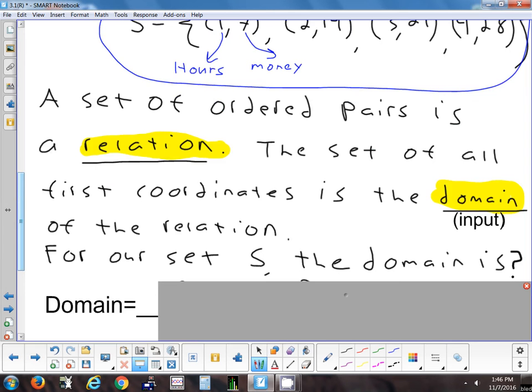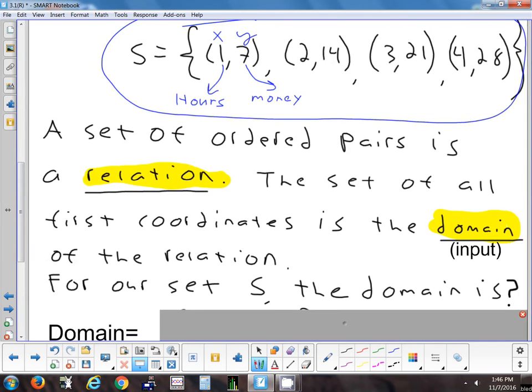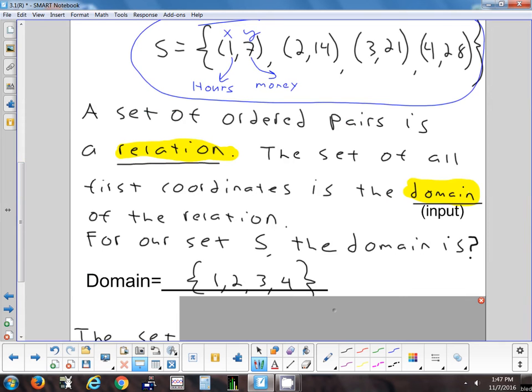All right, so now what I want to do is look at our relation, the thing I circled in blue, and knowing that the domain is a list of the first coordinates, can anybody tell me the domain of what I circled in blue? 1, 2, 3, 4. Perfect. So on the line that says domain equals, you want to fill in this. Make sure you put your brackets as best you can. No parentheses, that's okay.